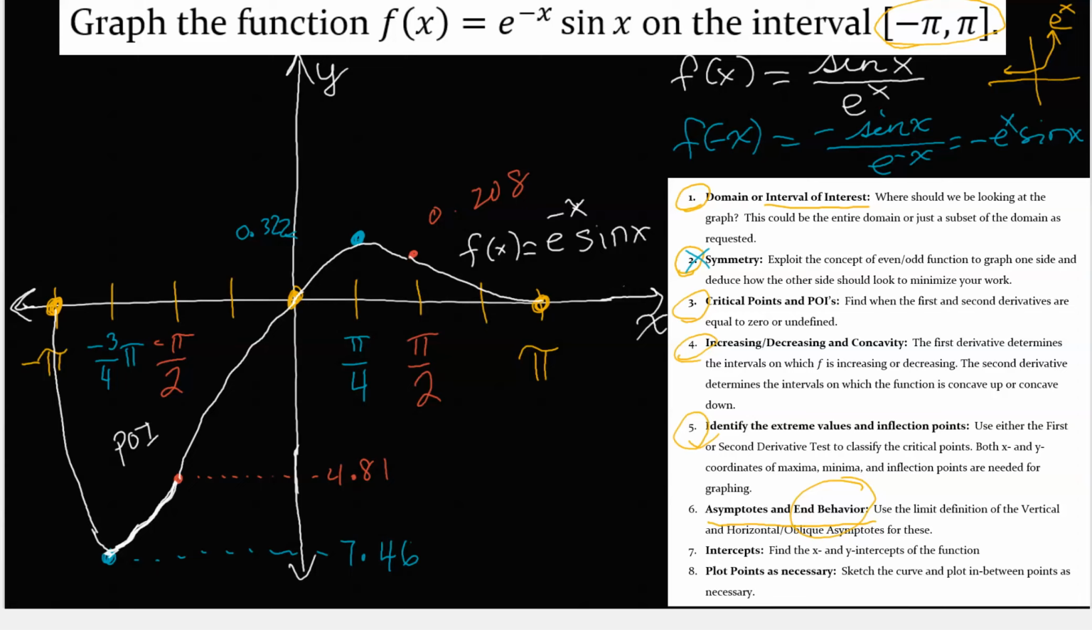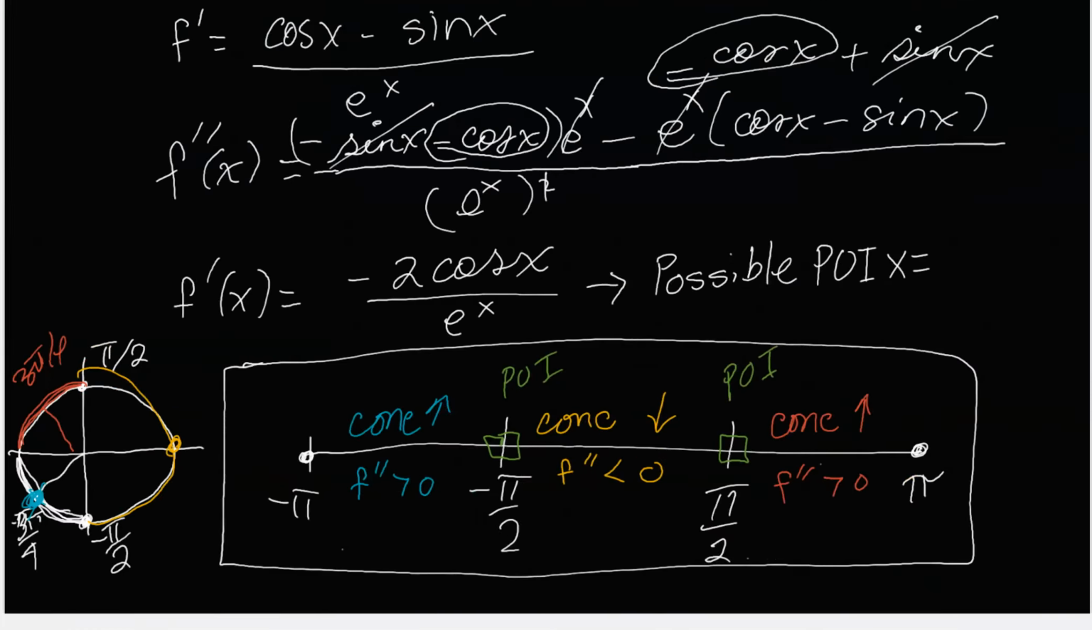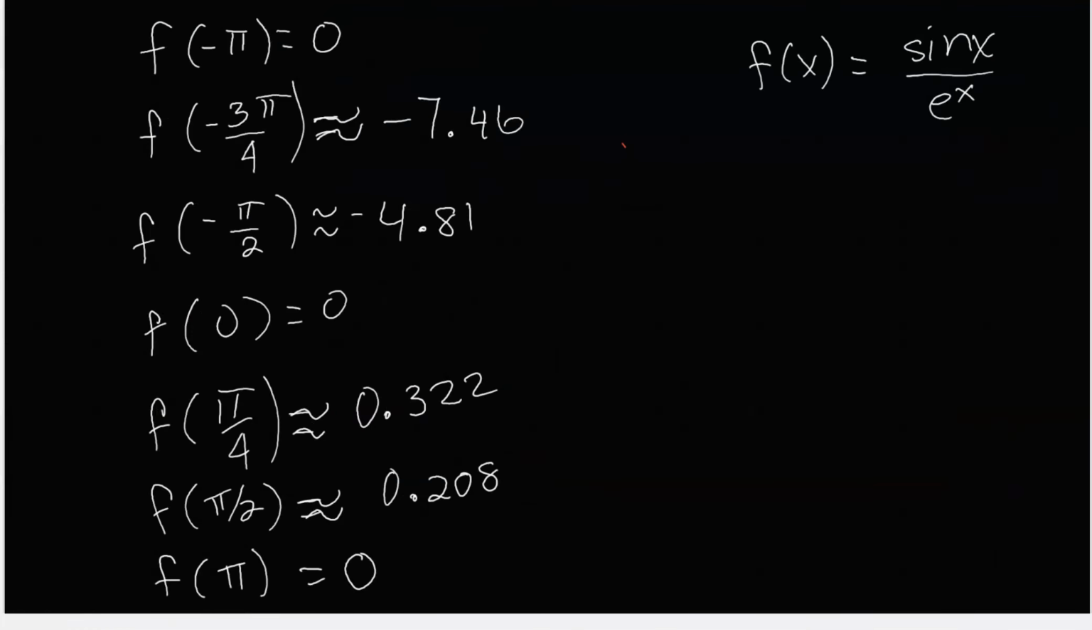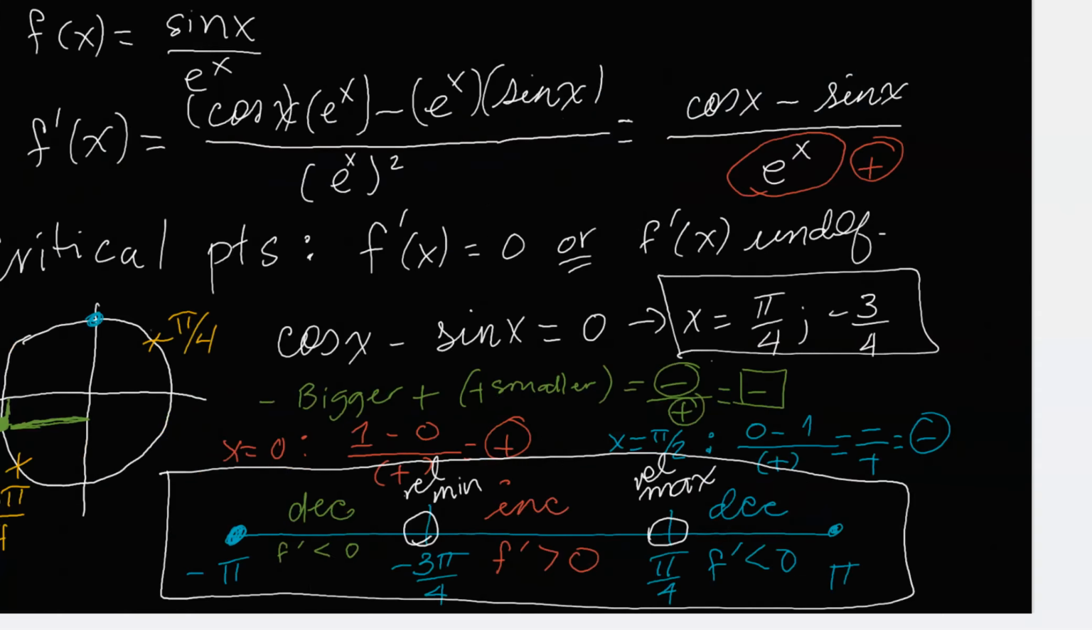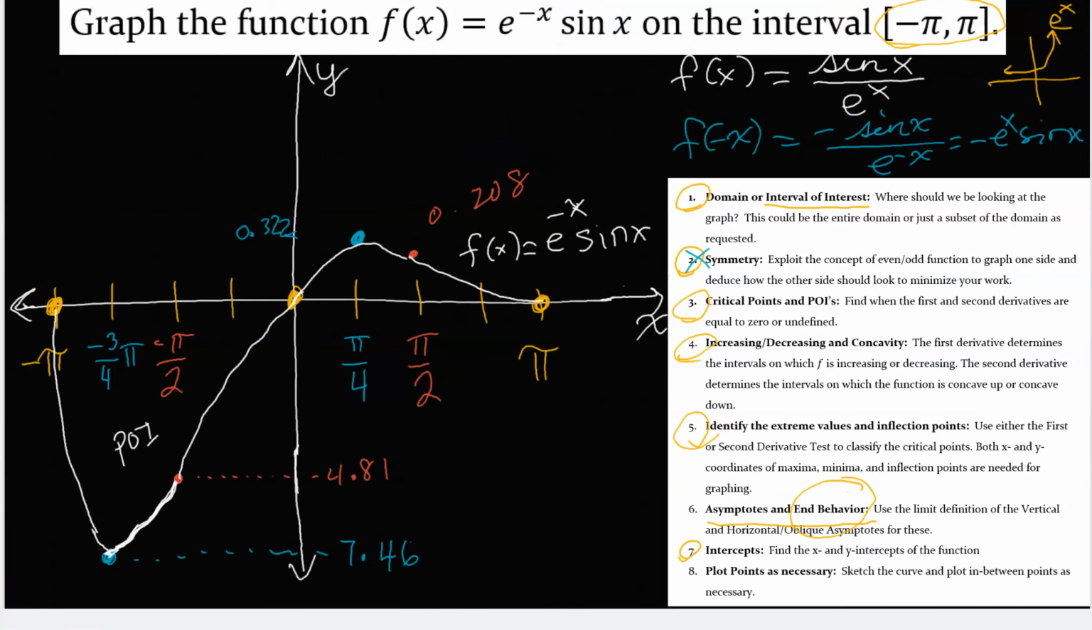Okay, and the x-intercept and y-intercept are almost obvious. When x is 0, y is 0, and so on. So that would be the intercept, right? And then plot the points if necessary. That's what we did here. We find out these values right there so we can plot the points, and then we will put them together and graph it.